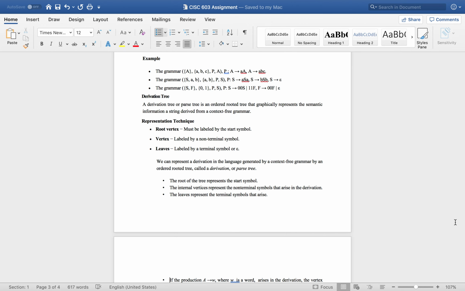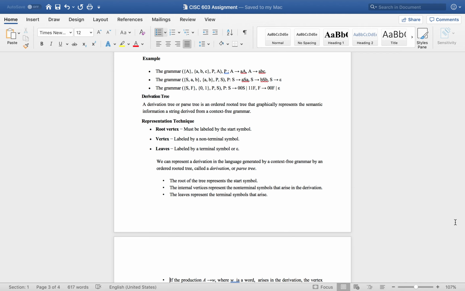Now we are going to look at the derivation tree. So what is the derivation tree? A derivation tree is also called a parse tree, which is an ordered rooted tree that graphically represents the semantic information of a string derived from a context-free grammar. First of all, let's start with some terminologies that come with the derivation tree. What is the root vertex? It is the start symbol, so the tree always starts with the start symbol, which is the root vertex. That is also necessary here.